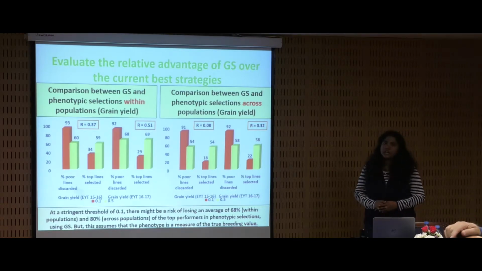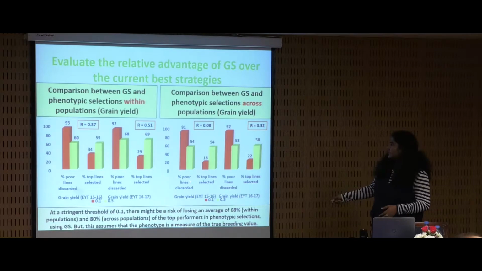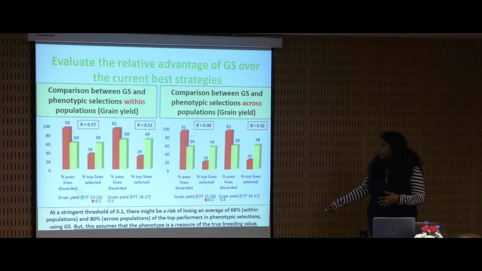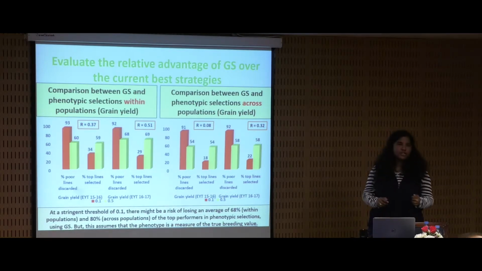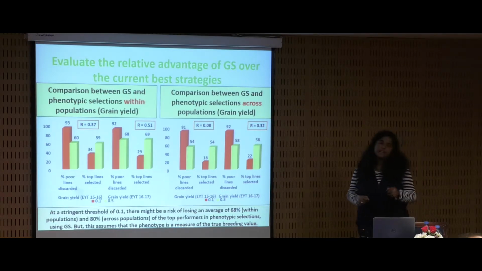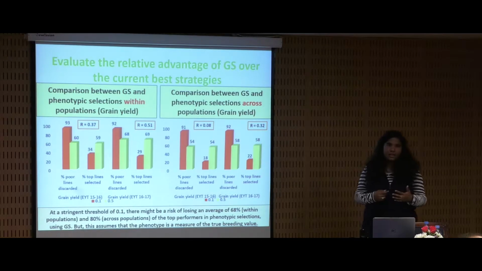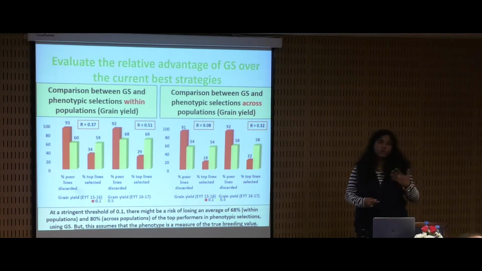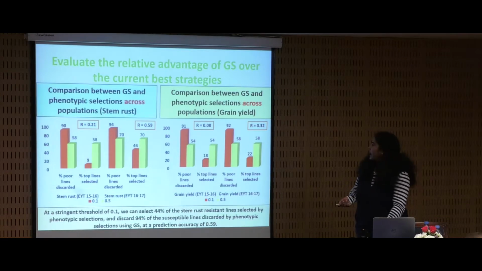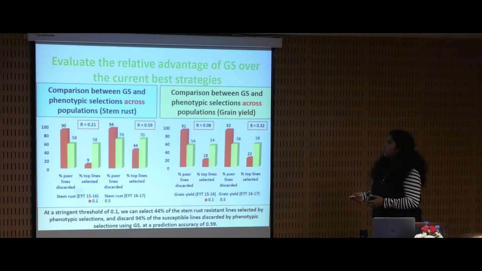But there is a caution here. All these selections assume that the phenotype is a measure of the true breeding value. In the case of a trait that is highly variable, this might not be true because you really don't know what the true breeding value is. P is equal to G plus E, and a lot of this could be due to the environment. That's what you need to keep in mind when you look at comparisons between phenotypic and genomic selection.